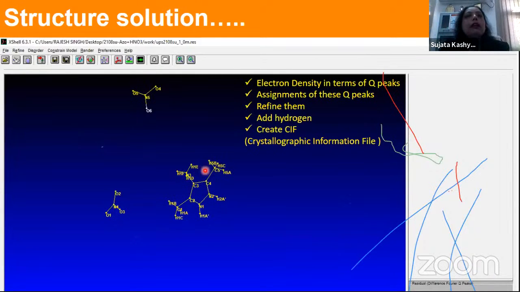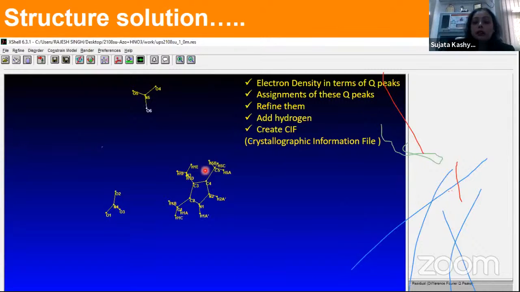Then ultimately we create the CIF file. The CIF file is the crystallographic information file. It has all the information: bond length, bond angle, then the A, B, and C parameters, alpha, beta, and gamma, and Z. What is Z? Z is the number of molecules present in one unit cell.